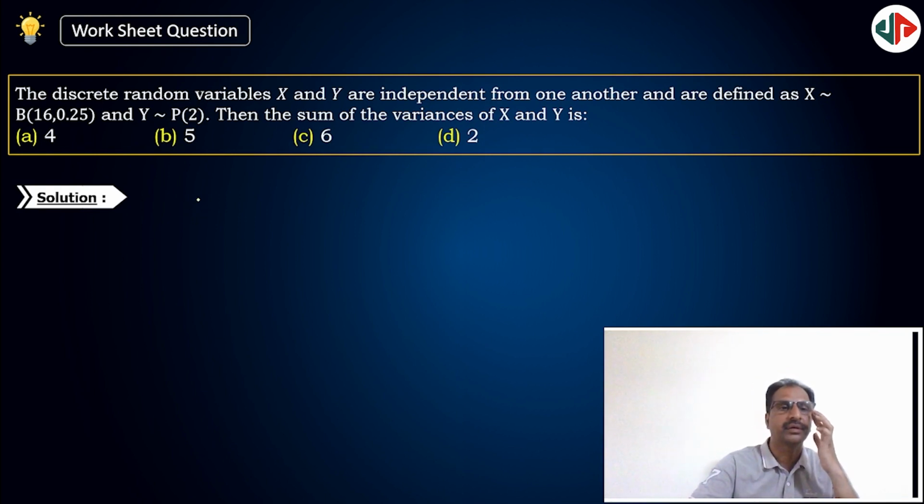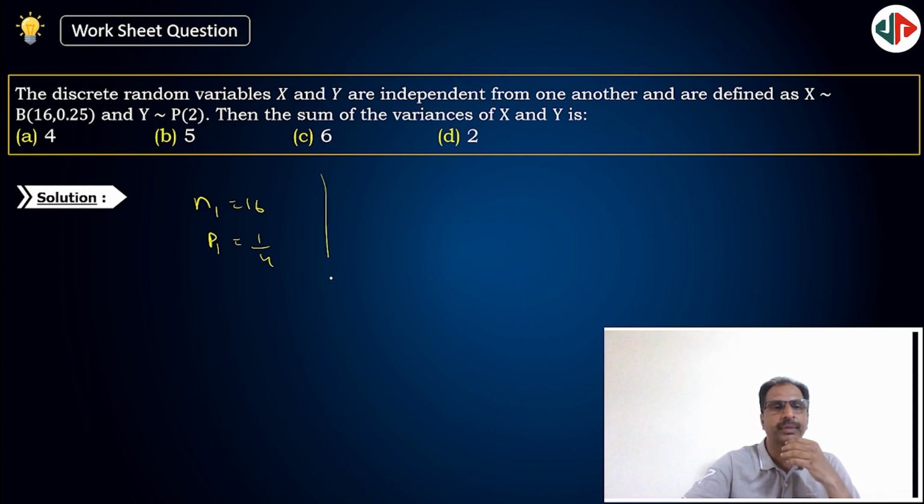Next, N1 is 16 given, P1 is 1 by 4 given for binomial distribution, and Y follows Poisson distribution with parameter 2. In case of Poisson distribution, lambda is the parameter, which is 2.